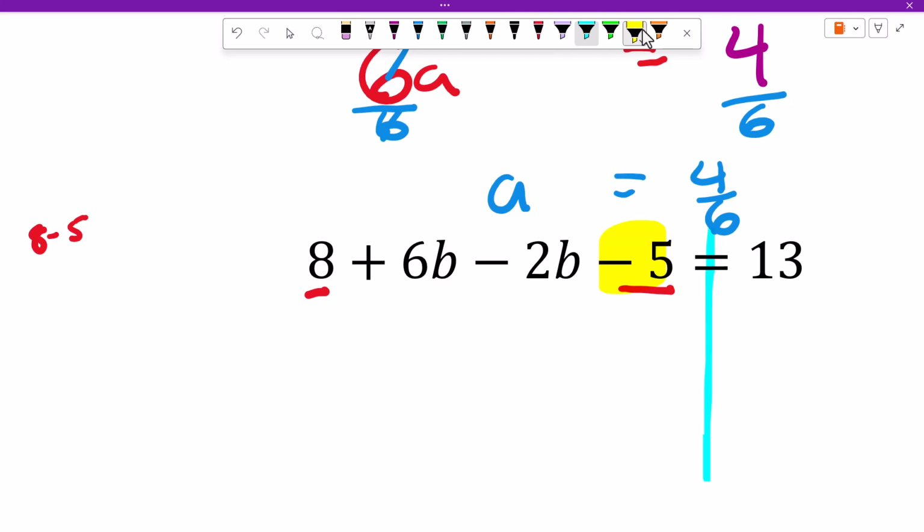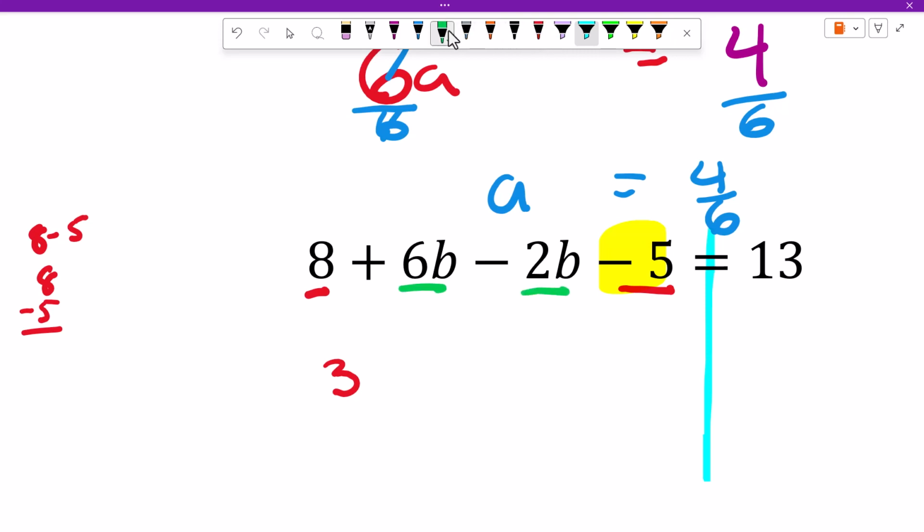3. Now, I remember going back to January, some people didn't like this horizontal method. Some people preferred stacking the things. And you can still stack the numbers together if you want. So you could go 8 minus 5 like this and do your calculation like that, if you prefer that way. Next up, we have our b's.